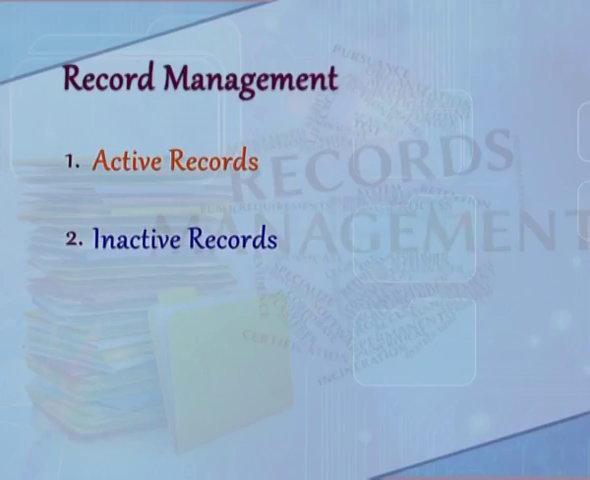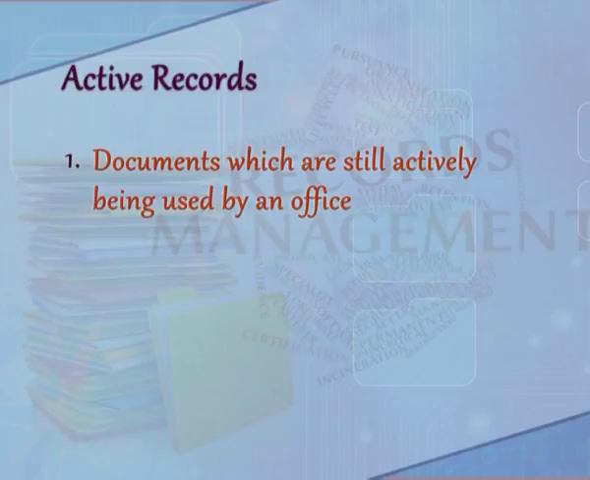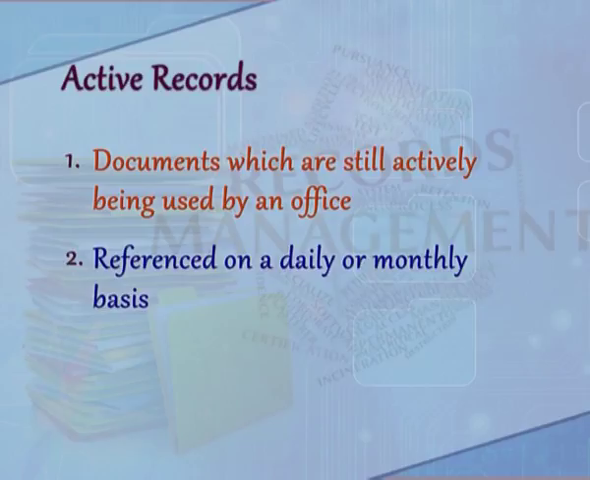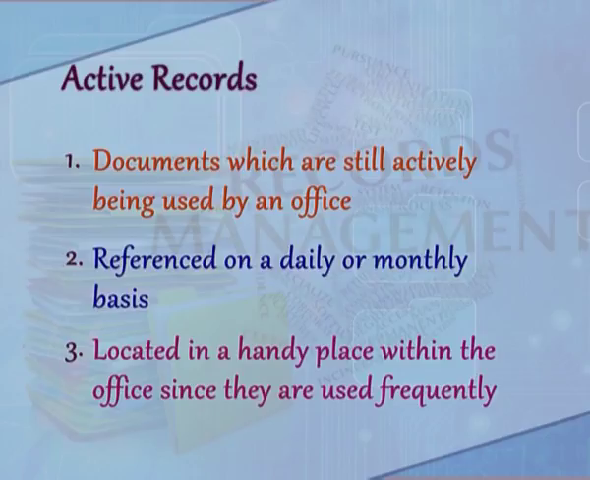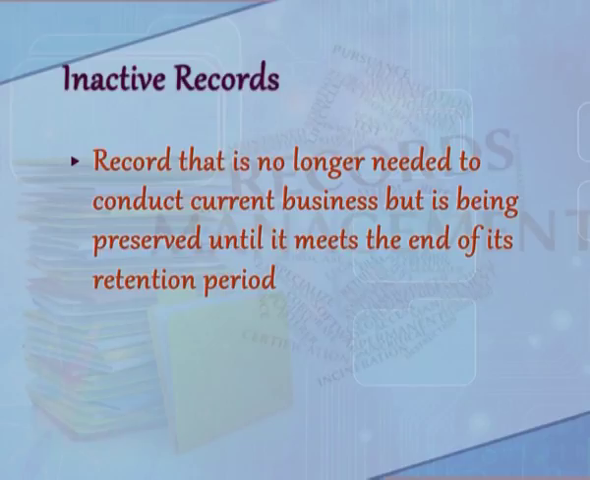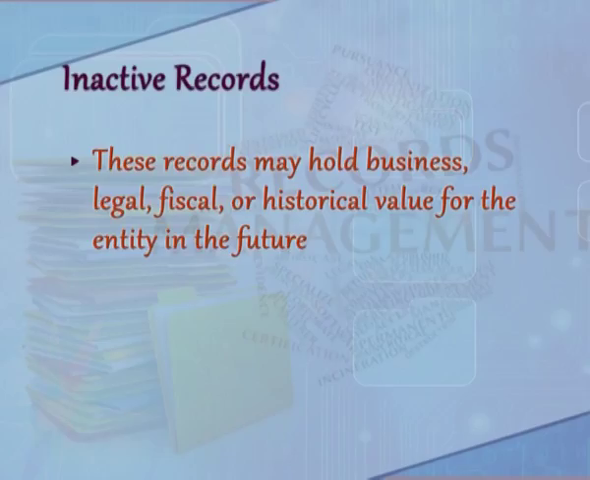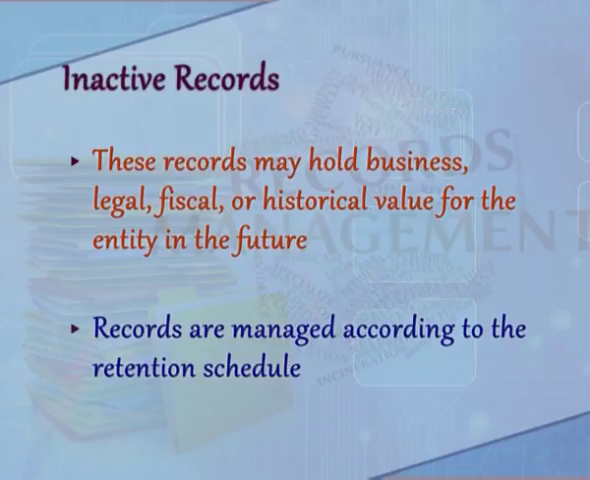Here, we can classify records into two types. One is active records and the second is inactive records. As the name implies, active records are documents which are still actively being used by an office. They are usually referenced on a daily or monthly basis. Often these records will be located in a handy place within the office since they are used frequently. An inactive record is a record that is no longer needed to conduct current business but is being preserved until it meets the end of its retention period, such as when a project ends, a product line is retired, or the end of a fiscal reporting period is reached. These records may hold business, legal, fiscal or historical value for the entity in the future and are therefore required to be maintained for a short or permanent duration. Records are managed according to the retention schedule.